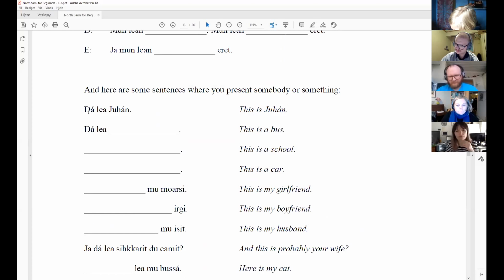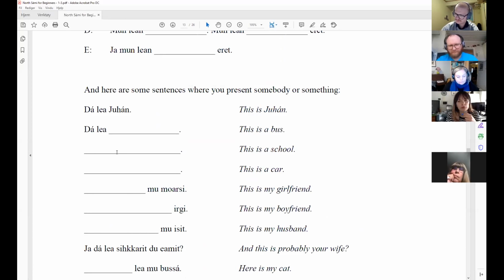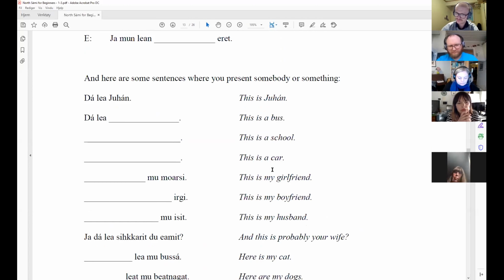So, but here if we present Johan who is here, then we say Dale Johan or Dale buss. This is a bus. Dale skola. This is a school. Dale bila. This is a car.